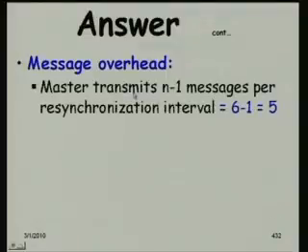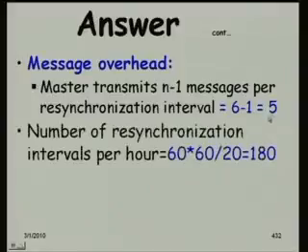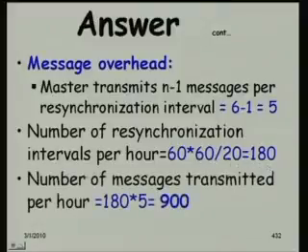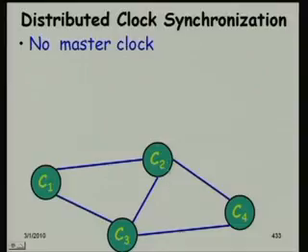Now, how many messages need to be transmitted? The master transmits 5 messages for each resynchronization interval. So, that is 60 into 60 divided by 10, it should be, right. So, which will be 360, and then the number of messages transmitted per hour will be 360 into 5, right, 1800, simple thing. Now, let us see the distributed clock synchronization.